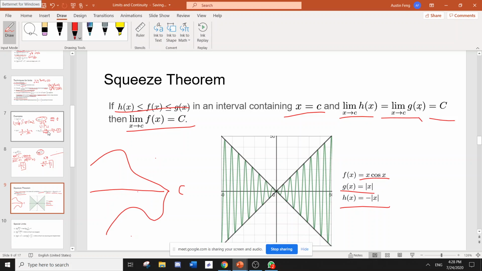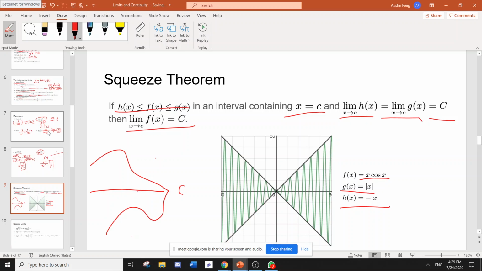We see that the absolute value of x is always greater than x cosine x, and the negative absolute value of x is always less than x cosine x. This is because cosine of x ranges between 1 and -1, and you can simply derive that h of x is less than f of x is less than g of x. You can do the proof by yourself later, but that's not really the point here. We're trying to use a graph.